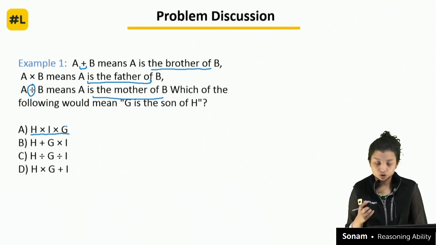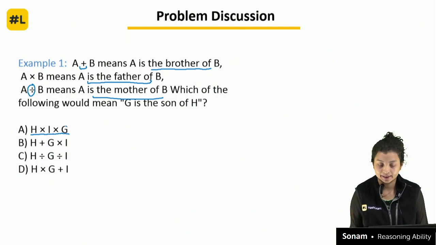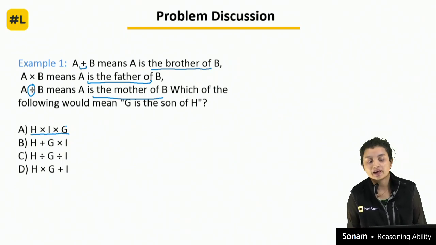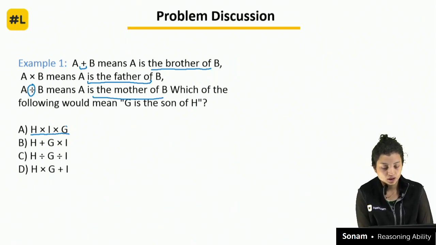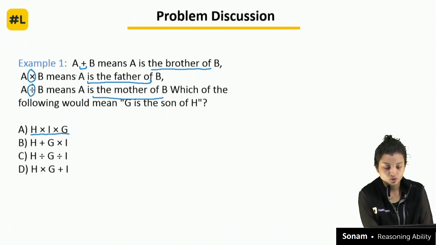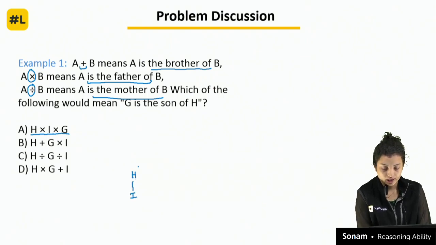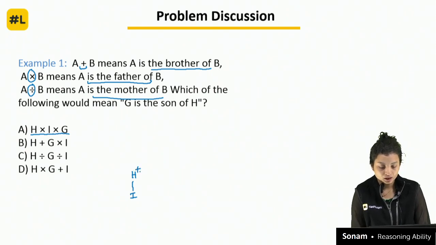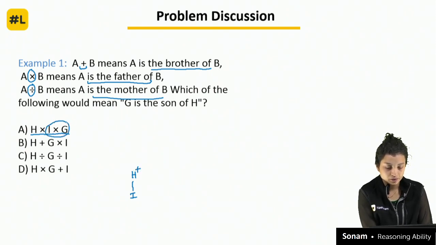Just quickly read it. Initially, those people who are not very comfortable only by reading can draw the diagram. You can draw the diagram and solve it. So I'll do that. H is, what do you mean by into? Father of, correct? So H is father of I, and I into G means I is father of G.